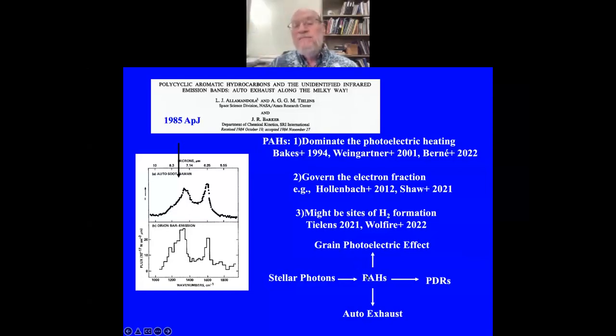So PAHs dominate the heating by converting stellar photons into heat via this grain photoelectric effect. And PAHs have an infrared emission spectrum that looks like auto exhaust, hence stars, cars, and PDRs. Although my collaborator Mark has mentioned that with the increasing use of electric vehicles, we might have to change this, maybe stars, cigars, and PDRs.